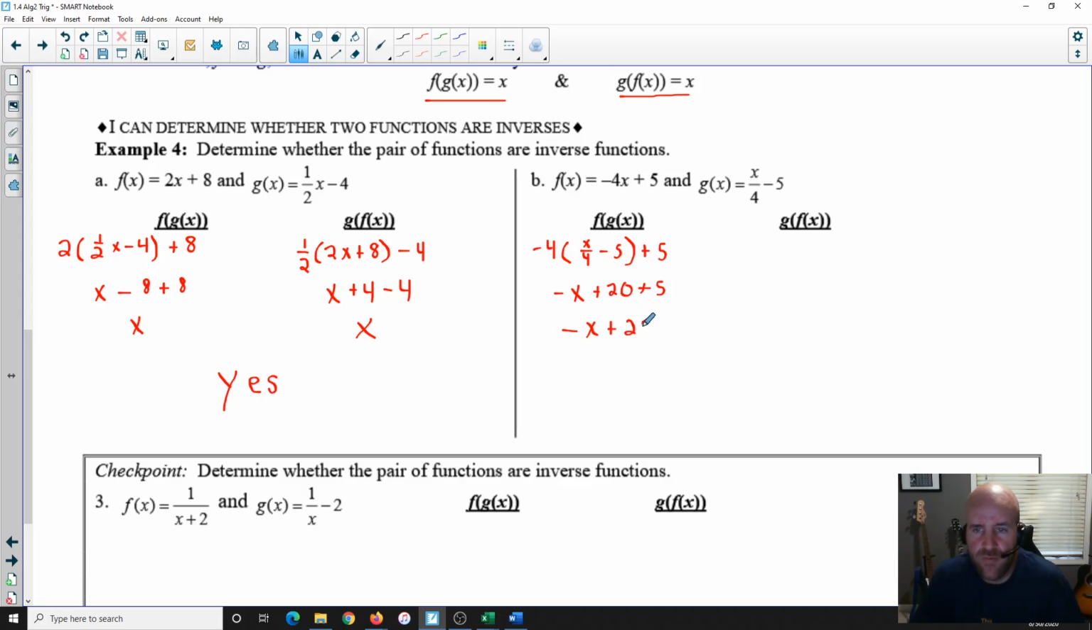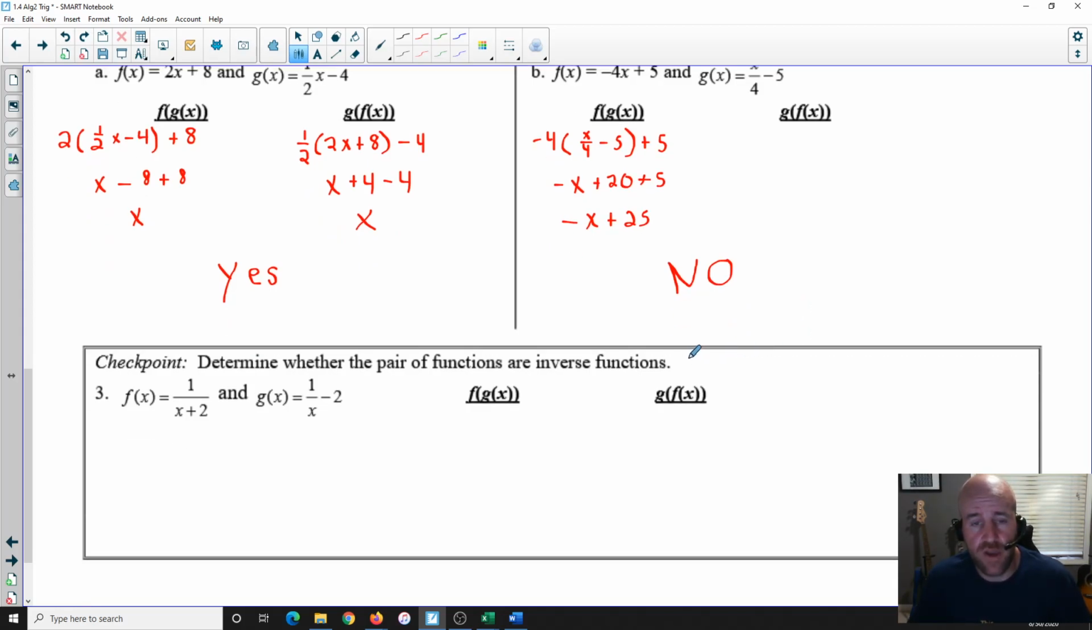Well, before that step, we could already see that this was not going to be x. So if this one is not x, there's no point in doing the other one. We can just say that this is a no. They are not inverses of each other. Okay, so go ahead and pause, try the checkpoint, and we'll get to solving.